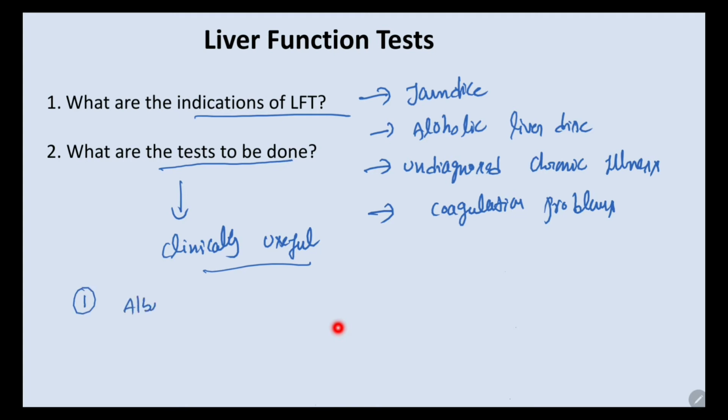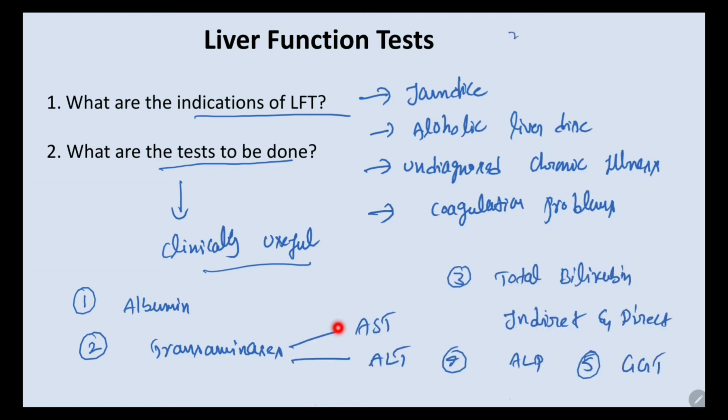Number one is albumin, then transaminases, mainly AST and ALT. Then we have total bilirubin including direct and indirect, then ALP, that is alkaline phosphatase, and GGT, that is gamma glutamyl transferase. First one is the albumin, which is exclusively synthesized in the liver.